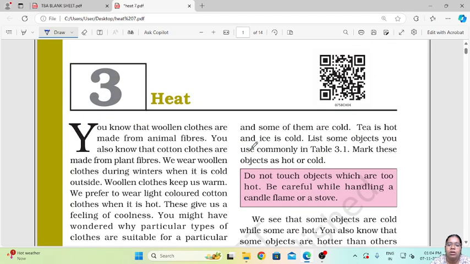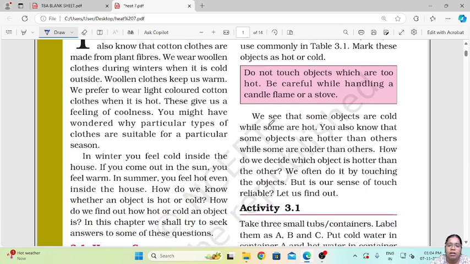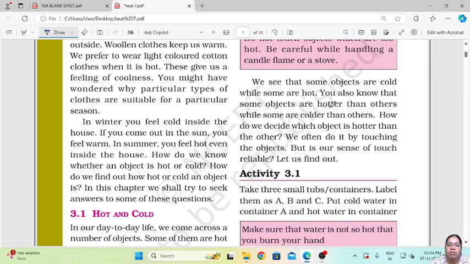Tea can be hot, and ice is cool. So we see that some objects are cold while some are hot. Also, we know that some objects are hotter than others while some are colder than the other. So how do we decide which object is hotter and which object is colder? We often do it by touching the object.